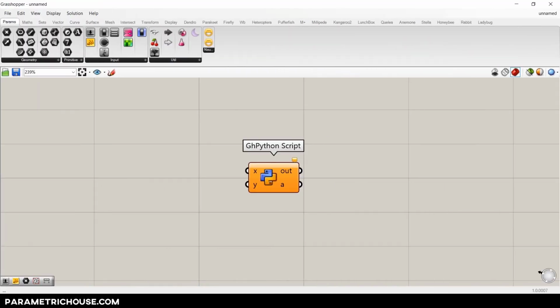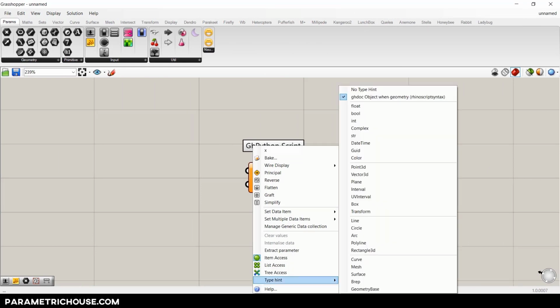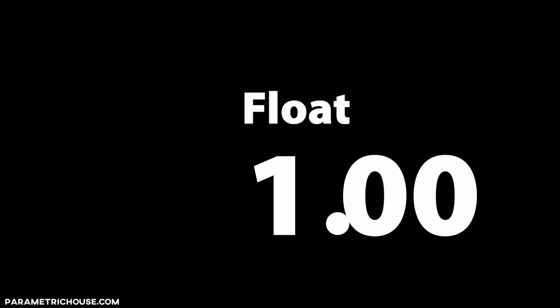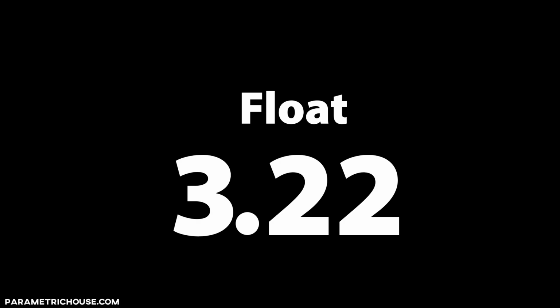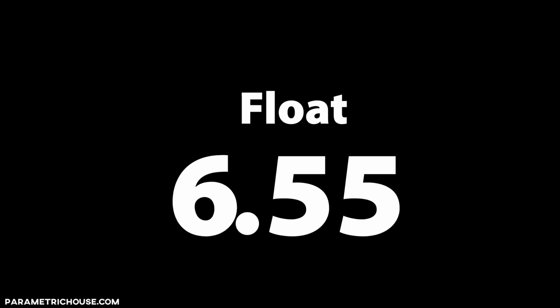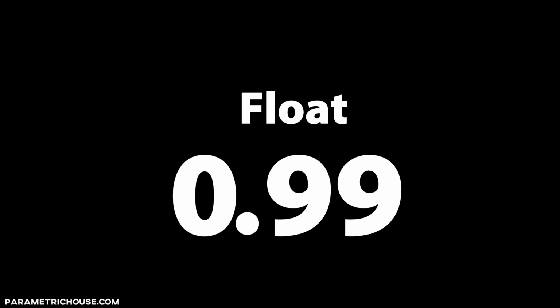Let's jump back to our Python component. Then right-click on an input and click on type hint. There are many different types of containers to store things. These are some types that are necessary to know at the beginning. Integer: a number which is not a fraction, a whole number. Float: represents real numbers and is written with a decimal point dividing the integer and fraction parts. In Grasshopper, it's called a number.